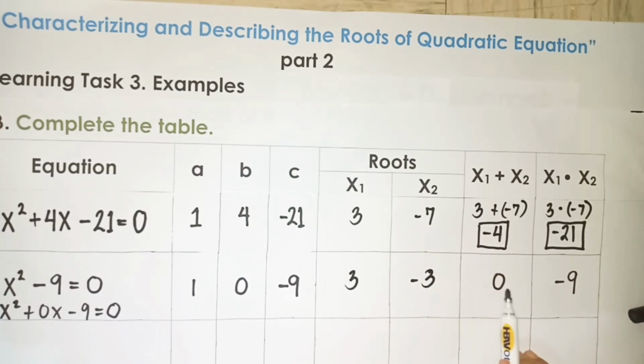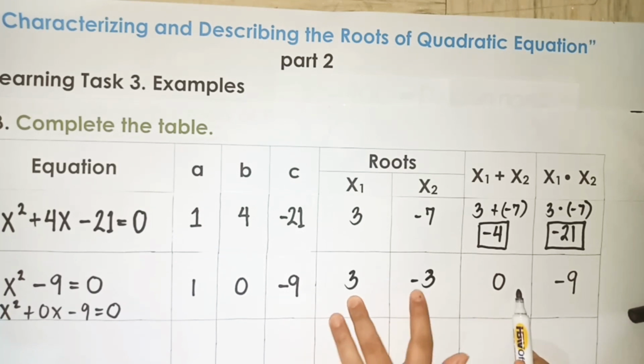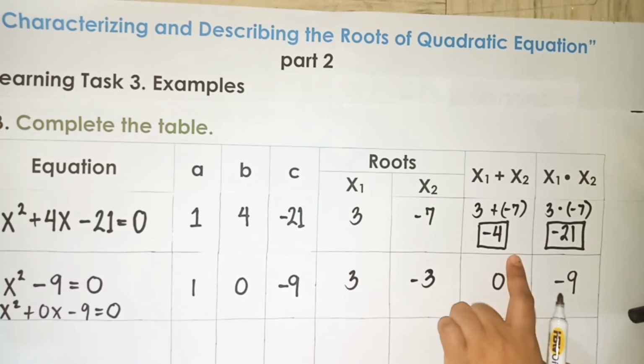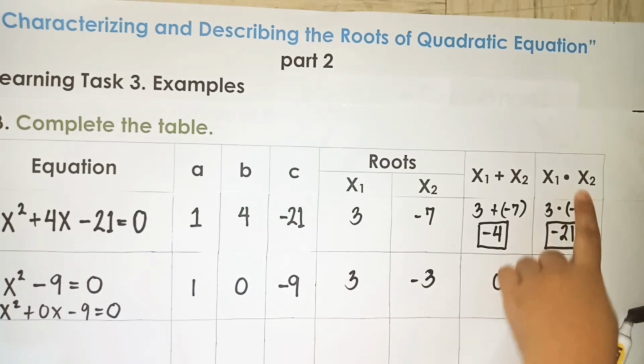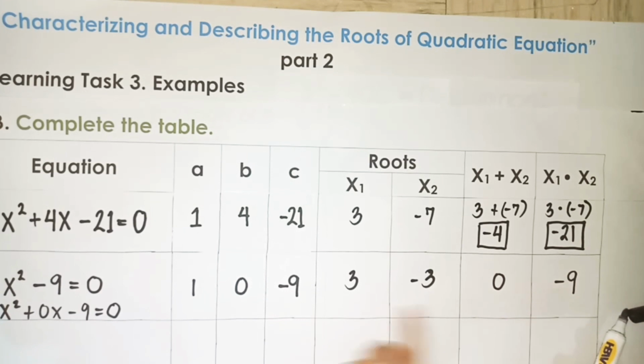So let's check. Kanina, kinuha natin yung sum of the roots. Yung sum of the roots daw kanina nakuha natin is 0. Sige nga, pagplasin natin. 3 plus negative 3 is equal to 0. So tama po ang sagot natin. So how about the product of the roots? 3 times negative 3 equals negative 9.